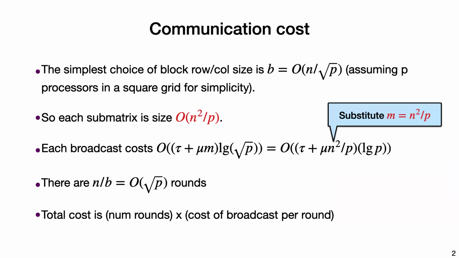So this part is the same. You plug in the message size, and log root p is order log p, which is 1/2. And the number of rounds is the same, still root p, which is the length of the processor grid. And then the total cost is the number of rounds times the cost of the broadcast per round in communication.